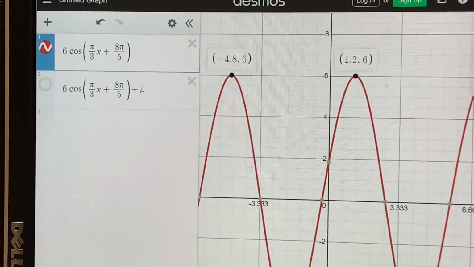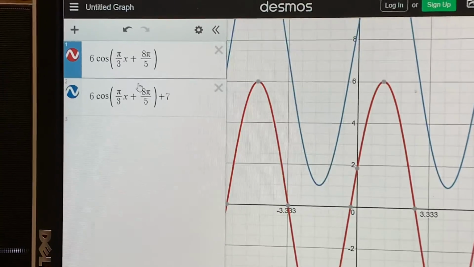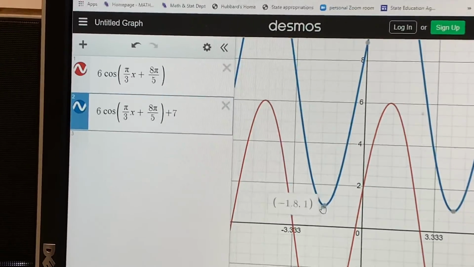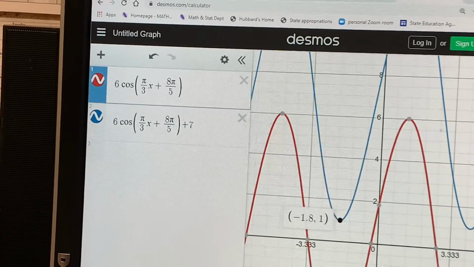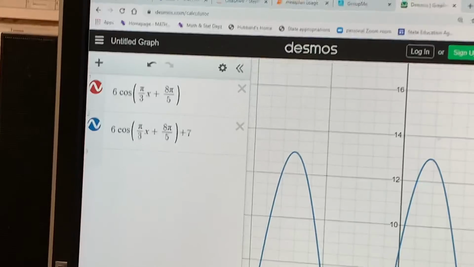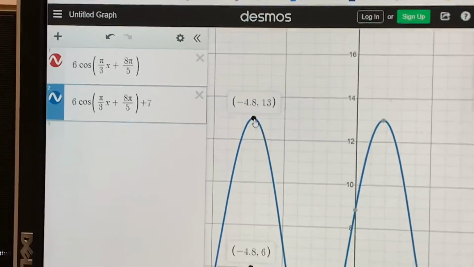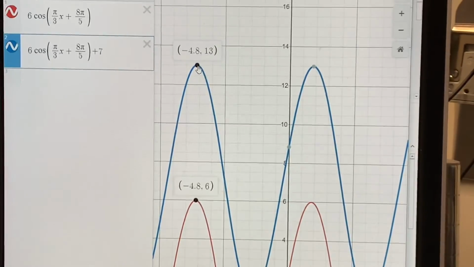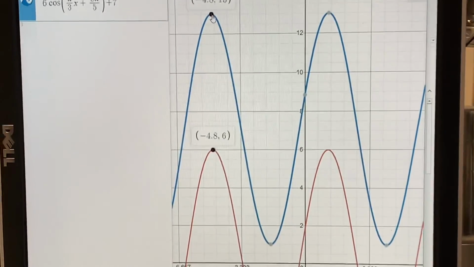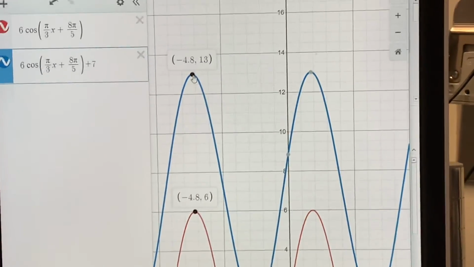What would happen if you shifted that up by 7? That's the very last piece. Hopefully you can see shifting it up by 7 moves this dot up 7. Just add 7 to the y value. So now, instead of the range being -6 to 6, the range is +1 to +13. Hope that helps.